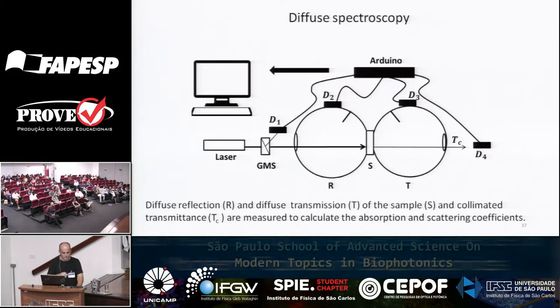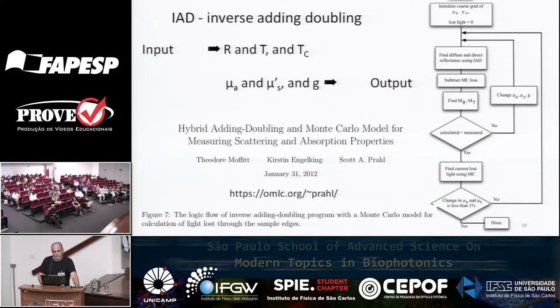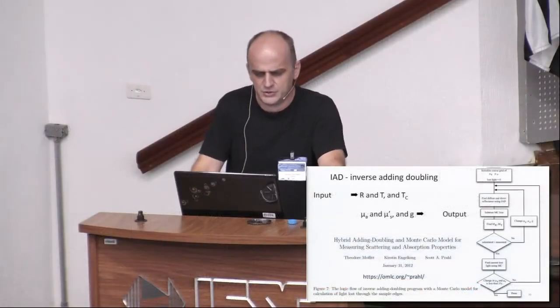Here is the diagram. You have your sample here. You are measuring the transmittance, diffuse transmittance, reflectance, diffuse reflectance, some reference, and here the collimated transmittance. That is our system at Ribeirão Preto, in our laboratory. The reflectance, transmittance, diffuse values, and the collimated transmittance are the input for an algorithm, the inverse adding-doubling. I won't go over more information about this algorithm, but we have the output: the absorption coefficient, the scattering coefficient, and also the anisotropy factor.